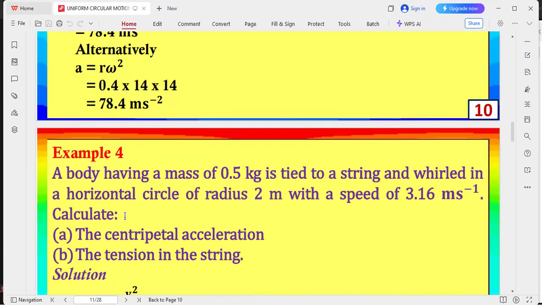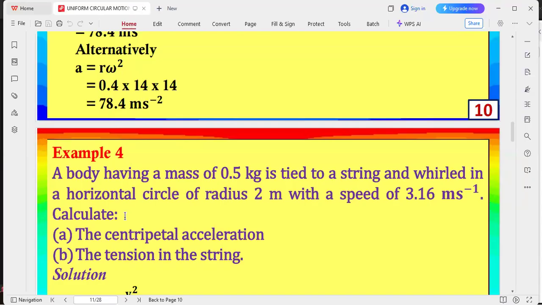Now, our next part is called centripetal force. So before we look at question number 4, example 4, let's talk about centripetal force. It's denoted by F subscript C. So centripetal force is a force experienced by a body towards the center of a circle.